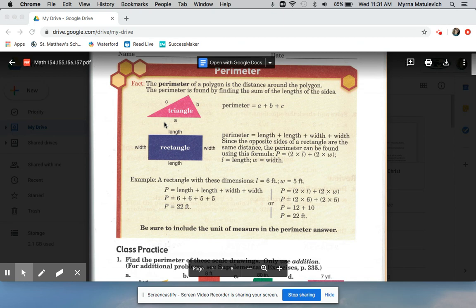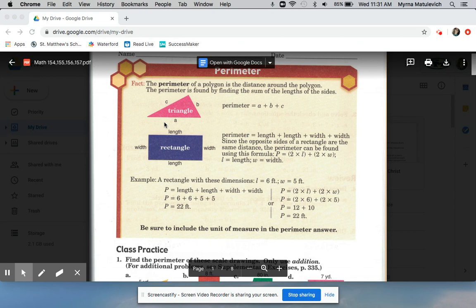Here are the steps. Write the formula. Substitute the length of the sides into the formula. Work within the parentheses first. Add the two products together. Then write the linear units in the answer, feet, meters, etc.